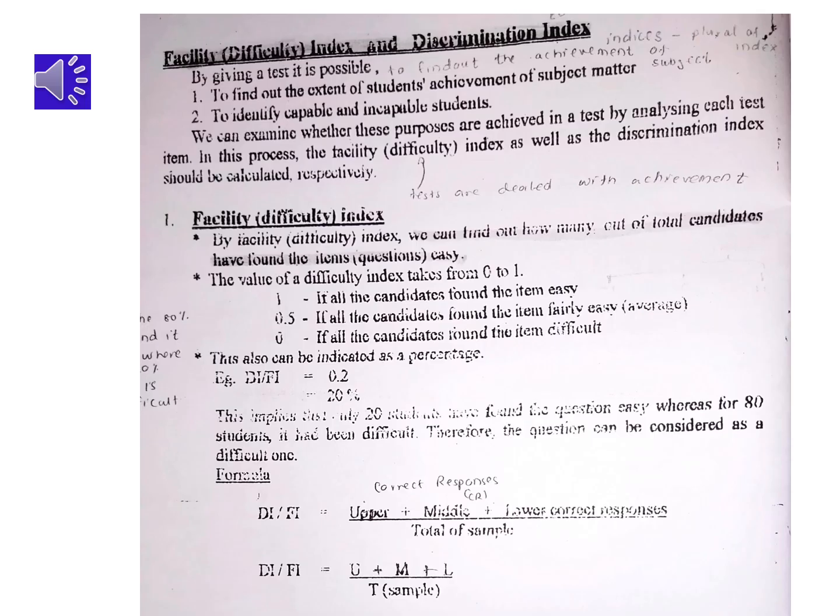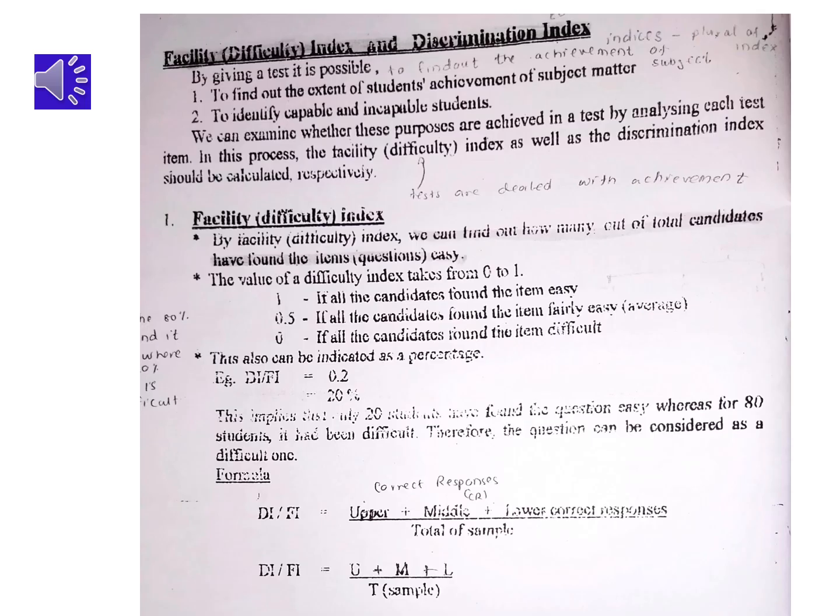In this process, the facility or difficulty index as well as the discrimination index should be calculated respectively. So respectively means here, for the first one, to find out how much the students have found the questions easy, that means how much they have understood the lesson, we are using the facility or difficulty index. And to separate the students, or to identify the capable and incapable students, we are finding the discrimination index.